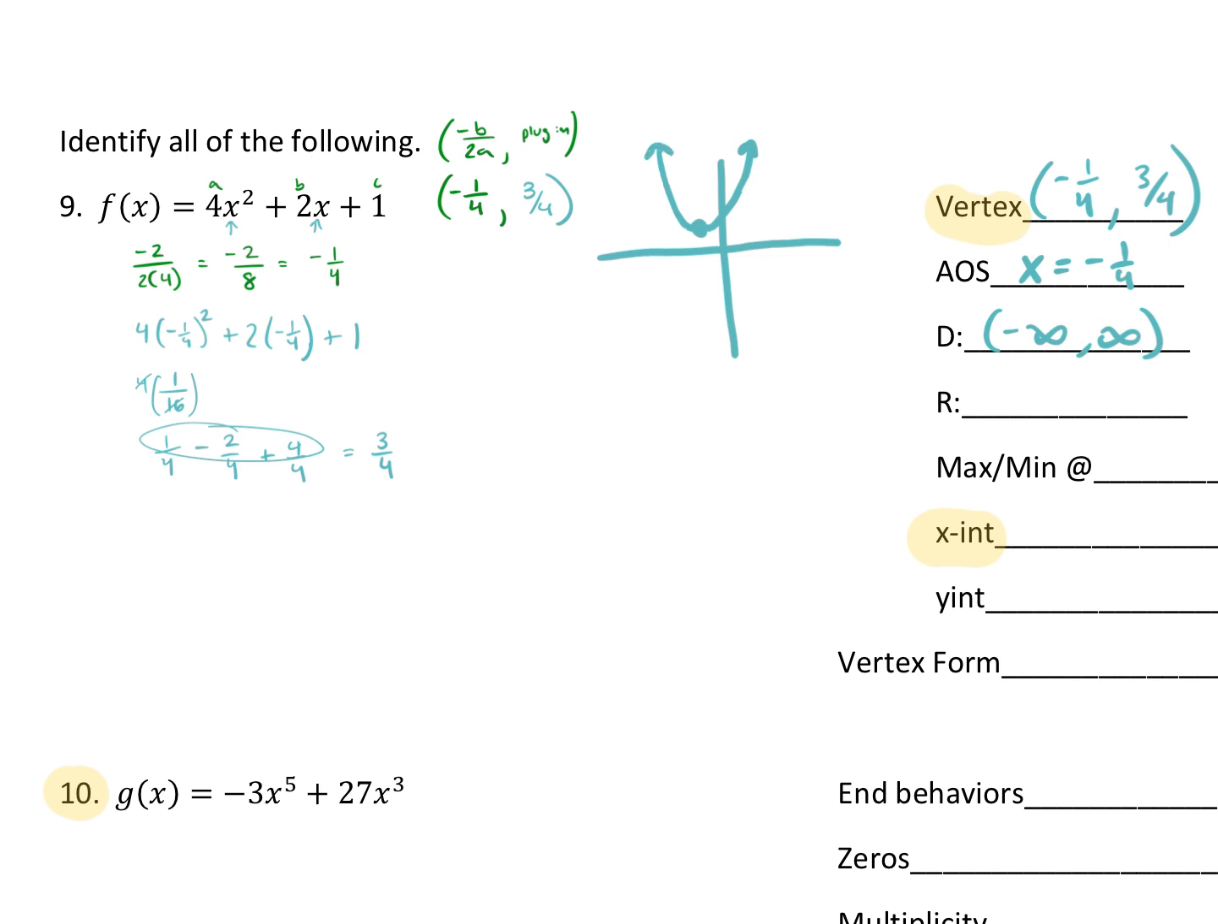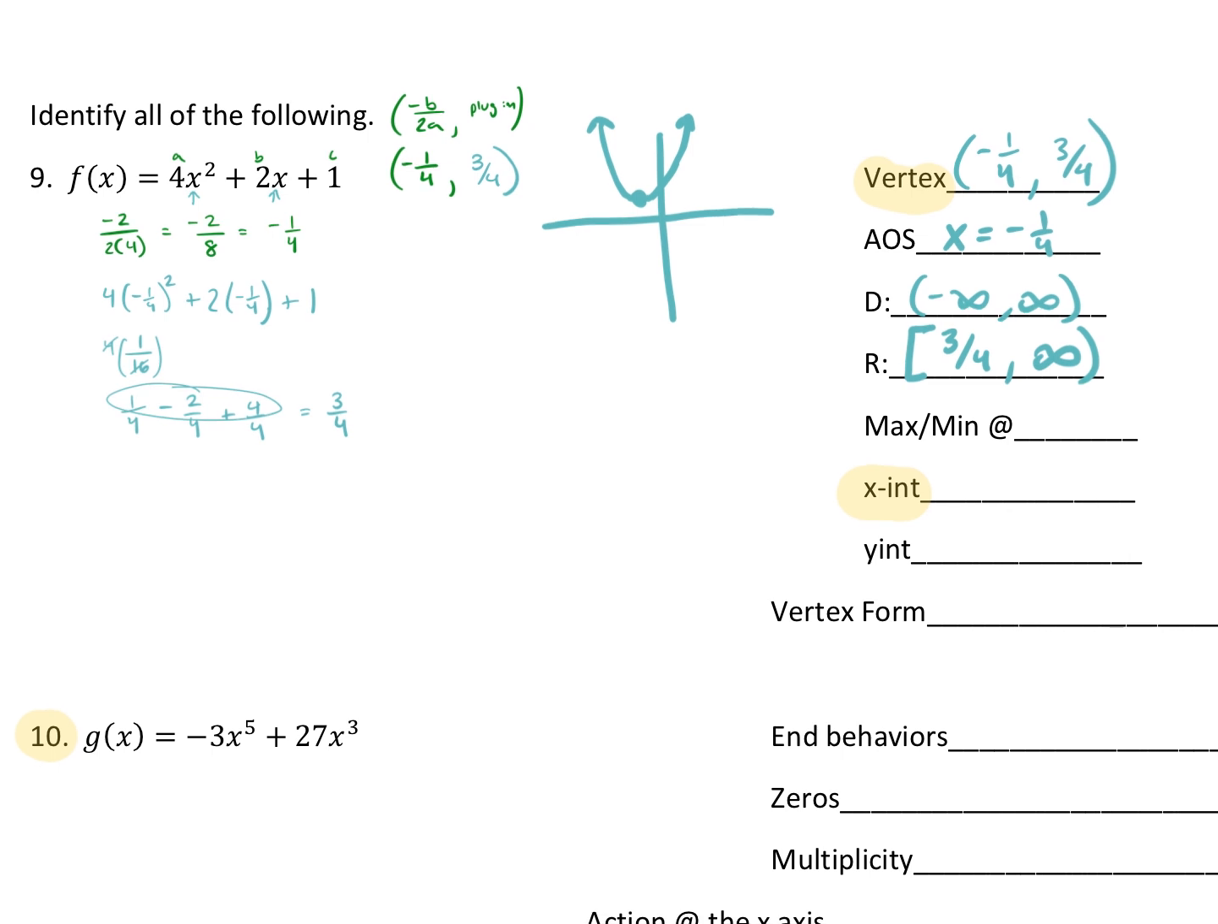So our range would be from the y value to infinity, since our graph is going to infinity, and it gets a bracket. So 3/4 to infinity. If your graph was going down, it would start with the -infinity and then go to the number, but the number gets a bracket. Our vertex, is it at the maximum or minimum? It's at the minimum value, and our minimum is the y value, so 3/4.